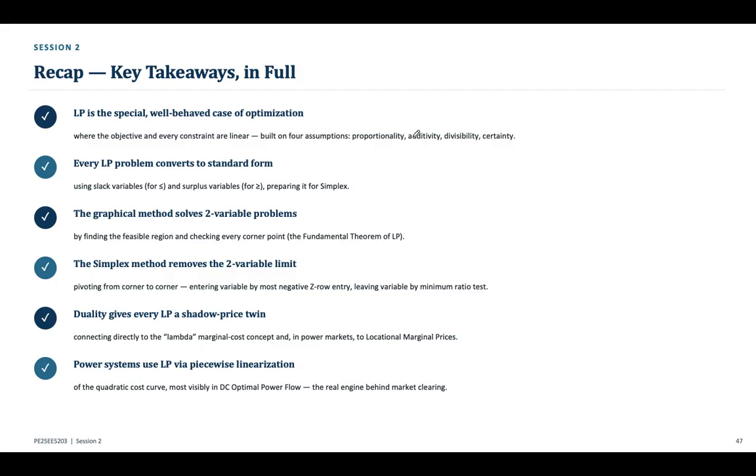A useful final mental picture is this: the feasible region represents everything the system is physically allowed to do. The objective function represents what we prefer economically, and optimization finds the best point inside the physically allowable region. So linear programming is powerful because both the preference surface and the restrictions have simple linear structures.